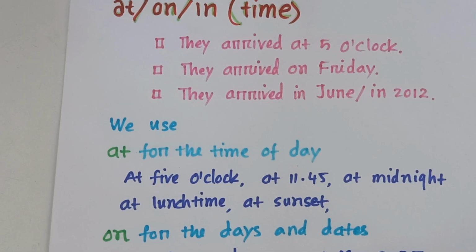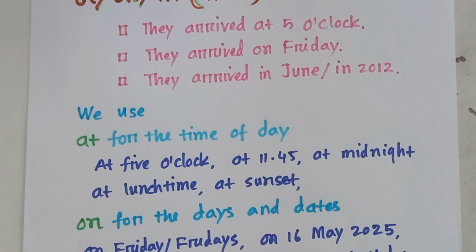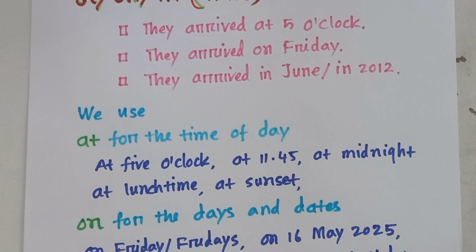We use at for the time of day. For example, at 5 o'clock, at 11:45, at midnight, at lunchtime, at sunset. All of these are the time of a day. So we use at before the time of a day.